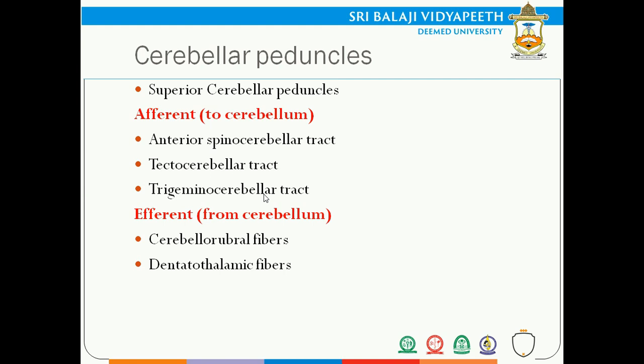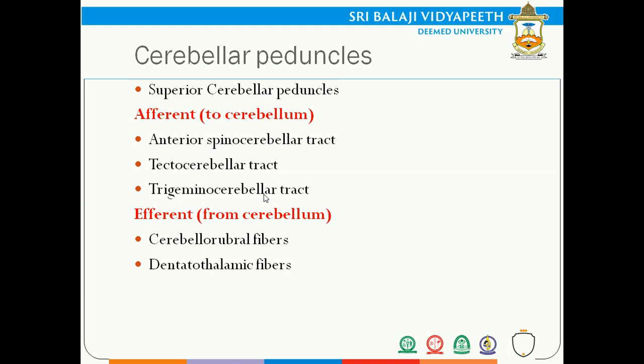Now, through these peduncles only, the tracks are passing. We will learn every peduncle in detail and the names of the tracks that are passing through it. First, let's talk about the superior cerebellar peduncle. It has both motor tracks and sensory tracks passing through it.